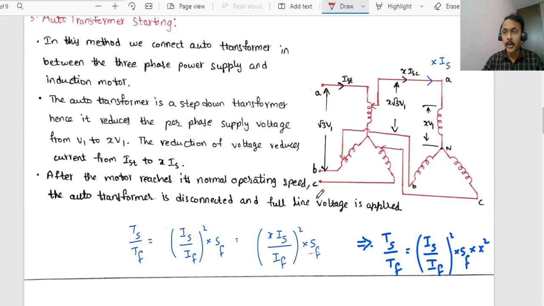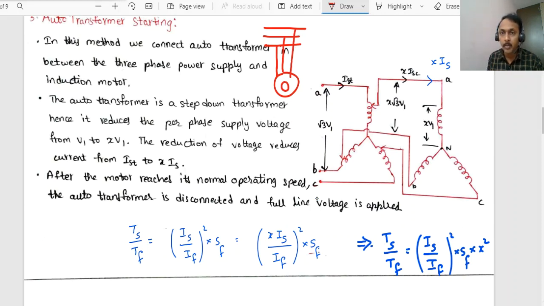In the DOL starting method, what we have done, where we are having the three-phase supply lines, from there directly we have given the supply to the stator. Directly we have given the supply to the stator without controlling any level of voltages.